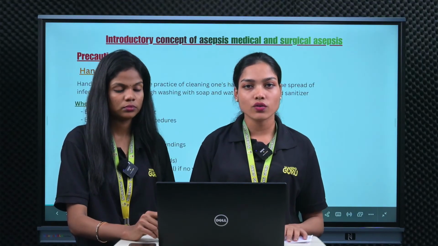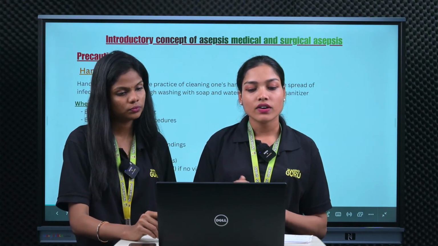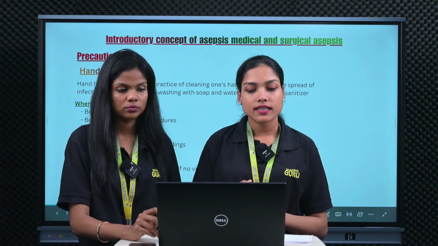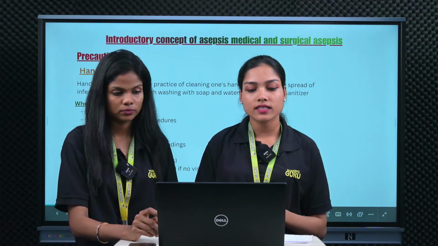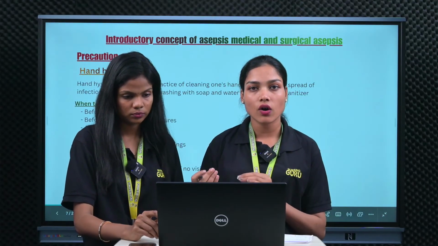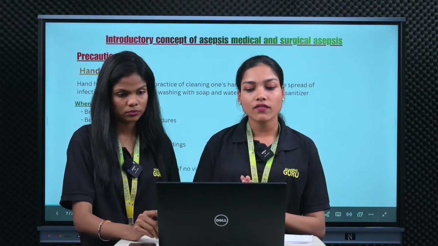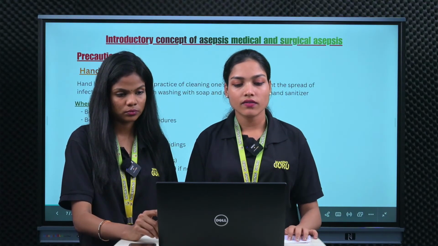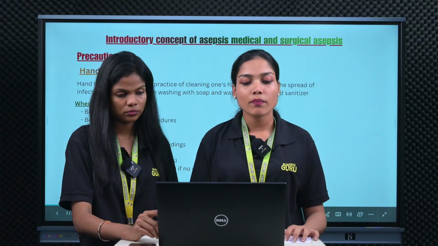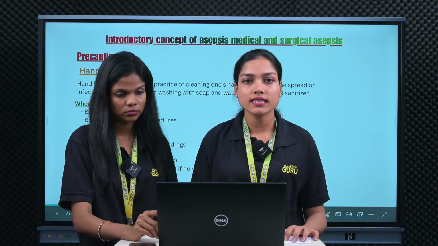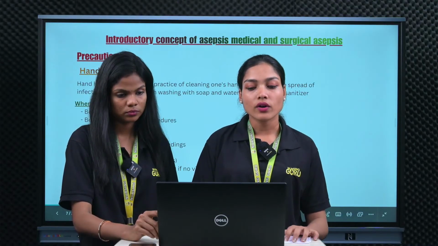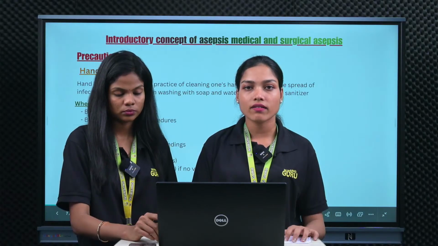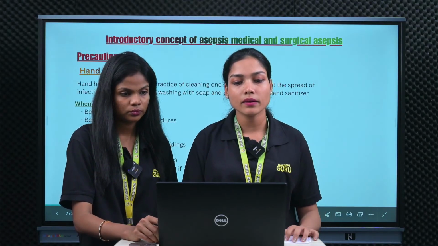Then how to wash our hands? First, use soap and water for 20 seconds. Second point, use hand sanitizer with 60% alcohol if there is no visible dirt. Then why it matters: it prevents the spread of pathogens. It protects patients and healthcare workers through hand washing. These are the things coming under precaution.